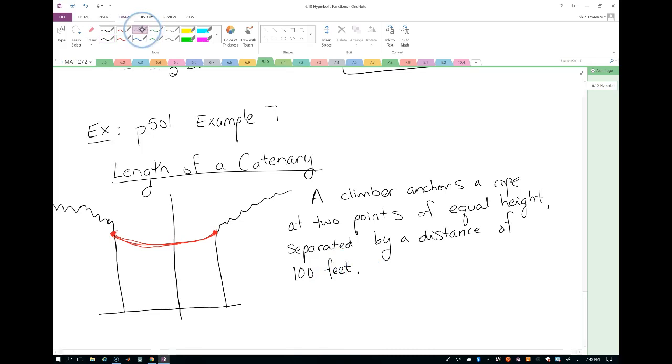So what they're telling us here, if we're considering this to be 0, that's our y-axis and our x-axis, they're calling this 50 and this -50. That would give us a total of 100 feet. And the height is the same on both sides.